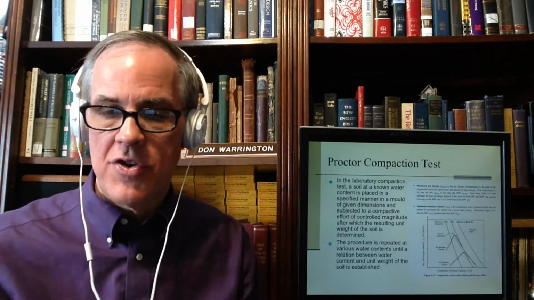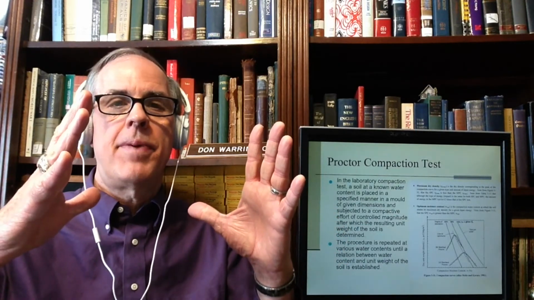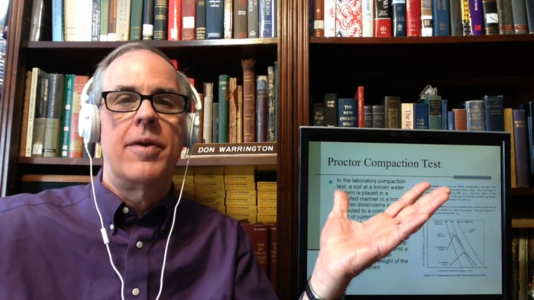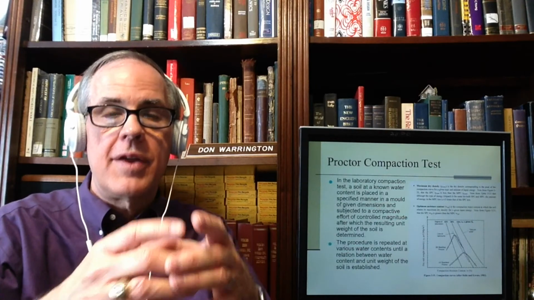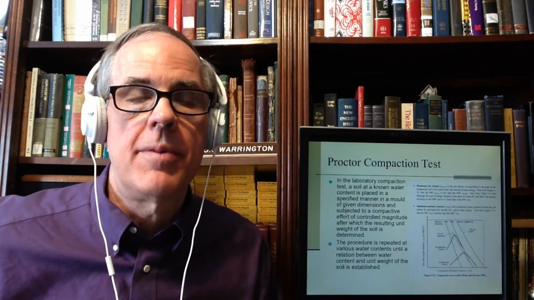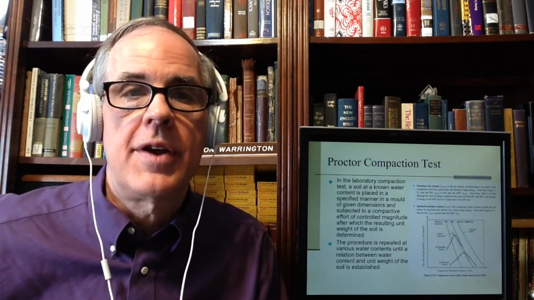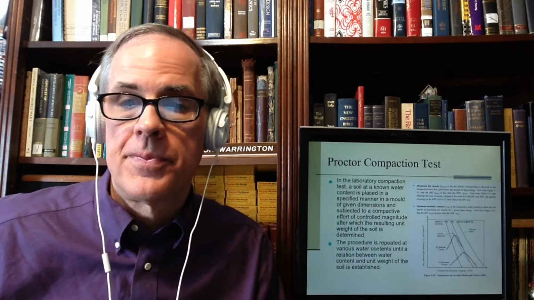Basically, what we're trying to do in the Proctor compaction test is this: compaction is done over a large area. What we're trying to do is take a large area and replicate it in a small place, and to be able to use that to estimate compactive effort and the effect it has on the soil.